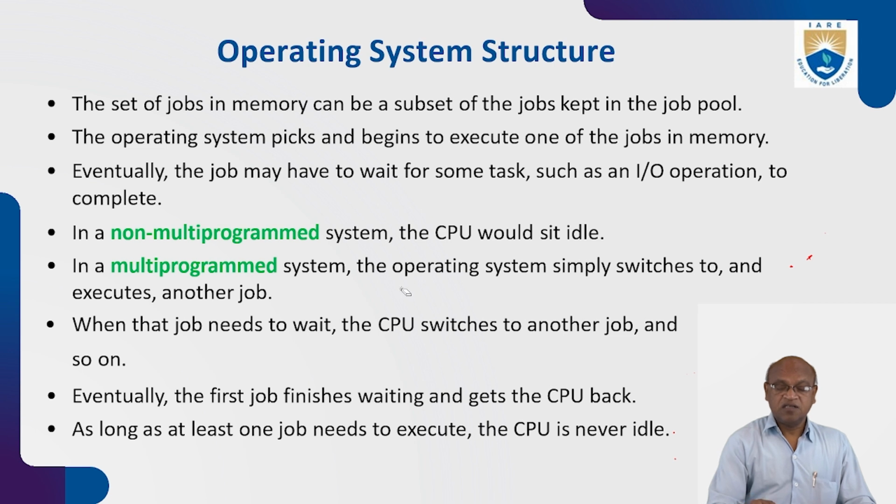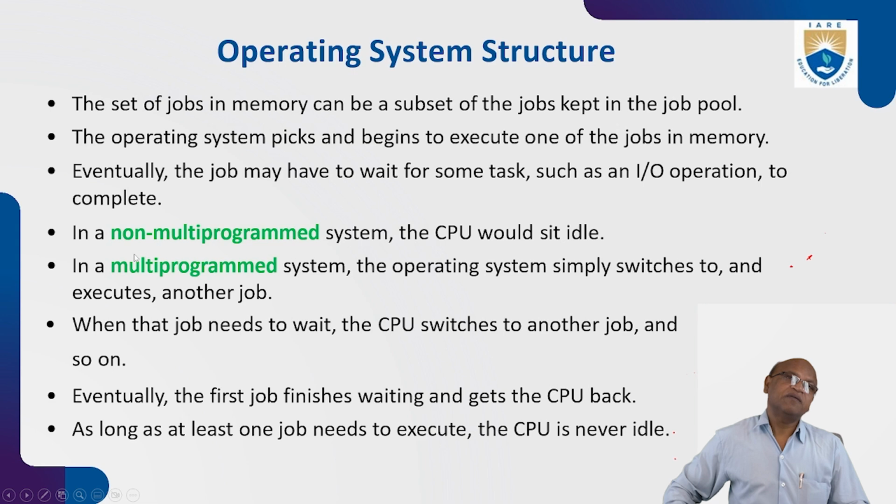The operating system simply switches to and executes another job. If some instruction is waiting for input, it will be kept temporarily in the waiting state in the buffer, and the system automatically goes to the second instruction. When the job needs to wait, the CPU switches to another job, and so on. Eventually, the first job finishes waiting and gets the CPU back. As long as at least one job needs to execute, the CPU is never idle. This is the advantage of multiprogramming.